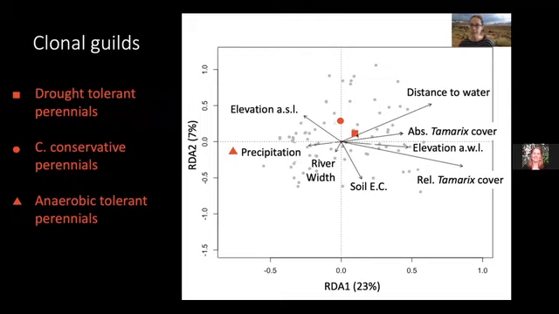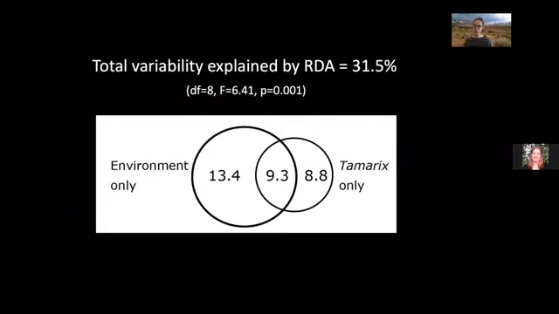So this suggests that as Tamarix is removed and sites become hotter and drier, this guild may increase, which incidentally is also made up of a fair number of invasive species. They just tend to be different kinds. They are longer lived, more drought tolerant, and can reproduce asexually. So for the whole RDA that I just showed you, we explained 31.5% of the variability in guild cover. And this is just to show you that almost 9% is explained by Tamarix alone. So while Tamarix does co-vary with environmental gradients, it also has an influence on the plant community separate from the environment.